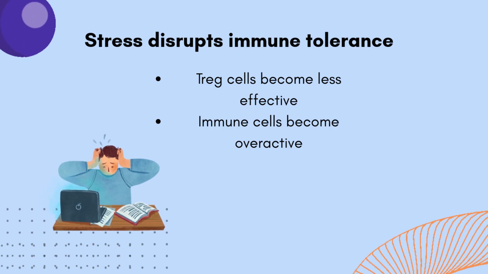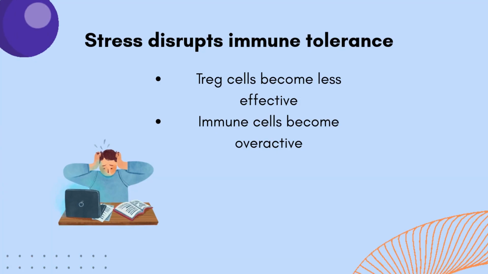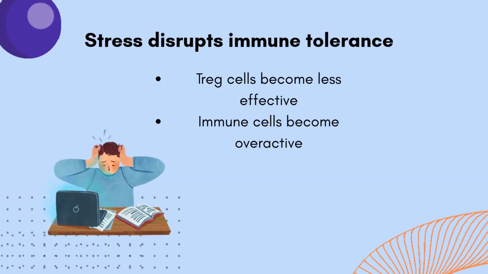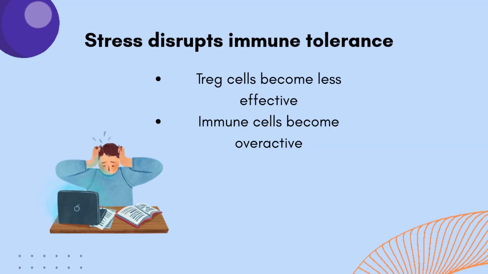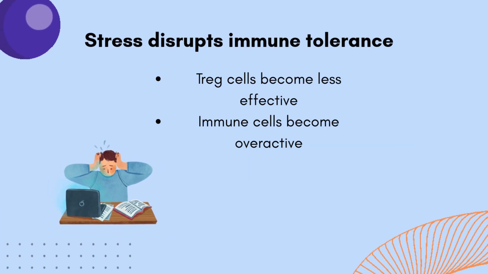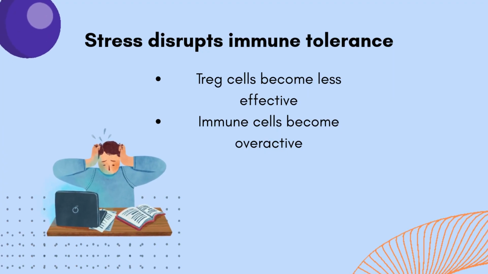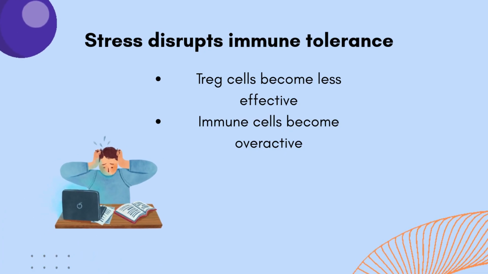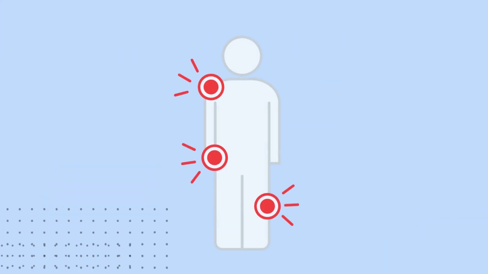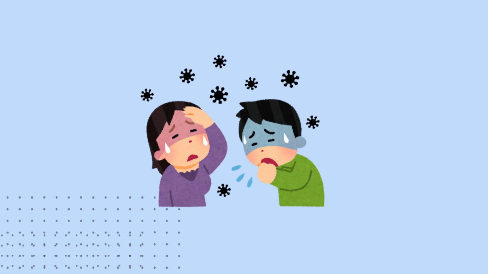Stress weakens immune tolerance by reducing the effectiveness of Treg cells, which normally prevent the immune system from overreacting. At the same time, other immune cells become more active than they should be. This imbalance makes it harder for the body to control inflammation and increases the risk of autoimmune flare-ups. Persistent inflammation can cause and exacerbate autoimmune disease. Stress can worsen symptoms and trigger immune flare-ups.